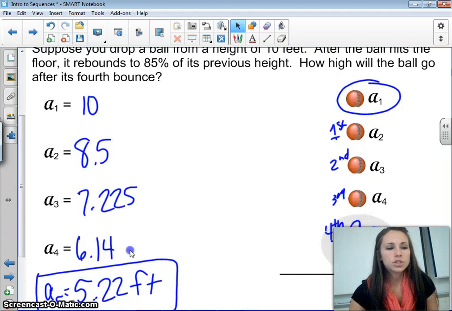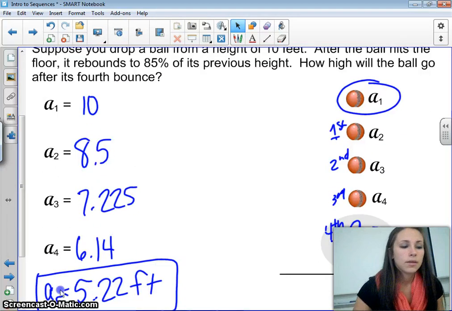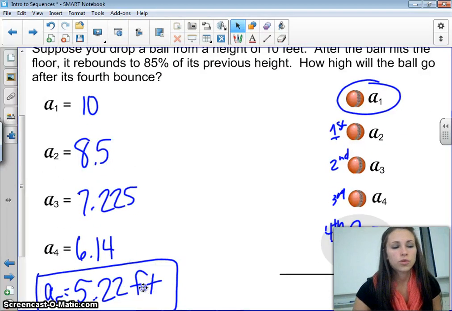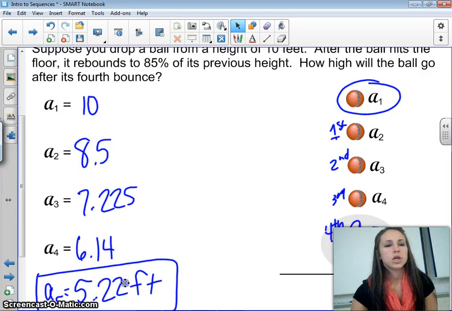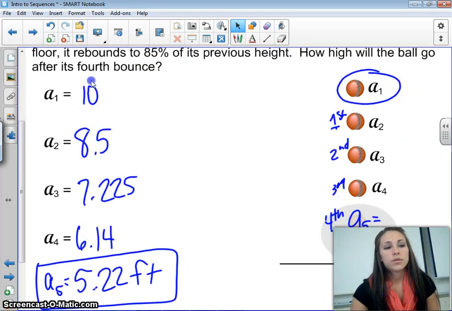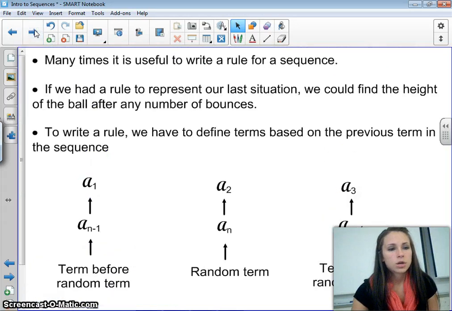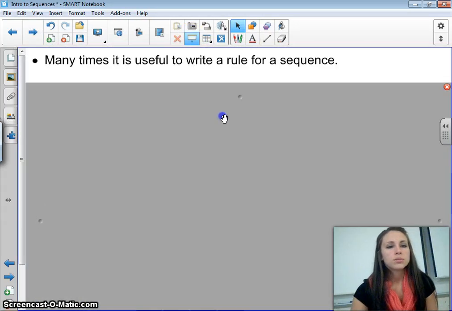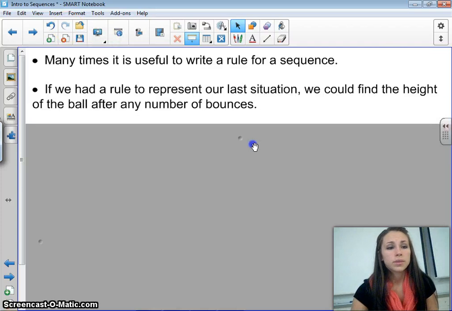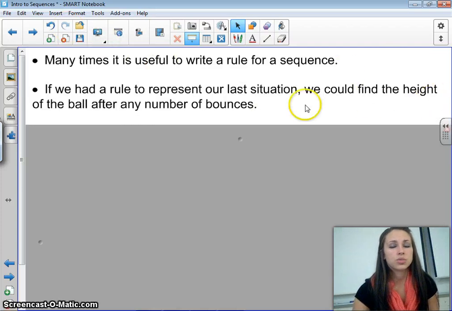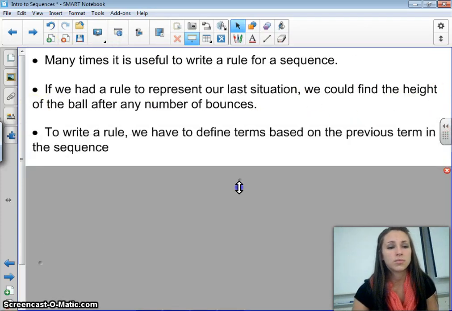And so all of these terms we got by basing the fifth one on the fourth term. So it's based on the previous term. This is easy to generate numbers like that, but now I'm going to talk about how to come up with sequences or formulas. So a lot of times it's useful to write a rule or a formula. If you had a rule to represent the last situation, you could find the height of the ball after any number of bounces. And so to write the formula, you have to define terms based on the previous term in the sequence.